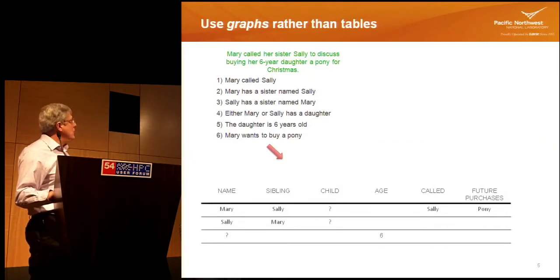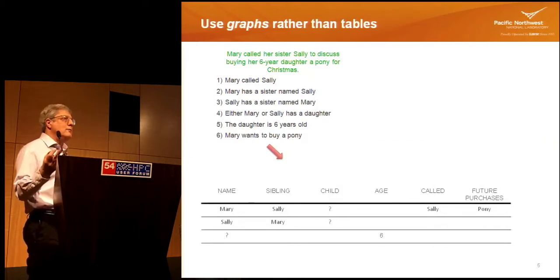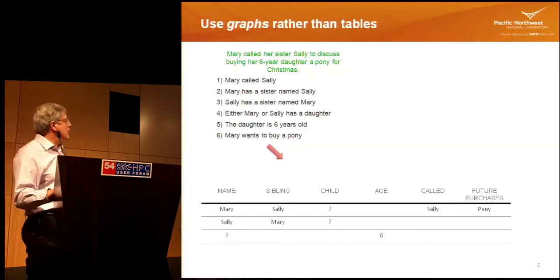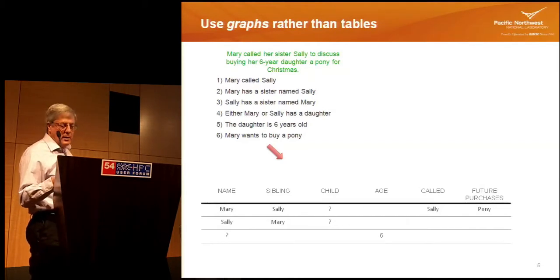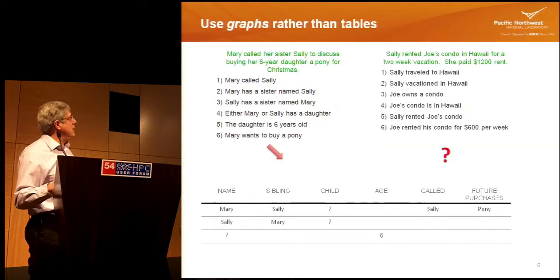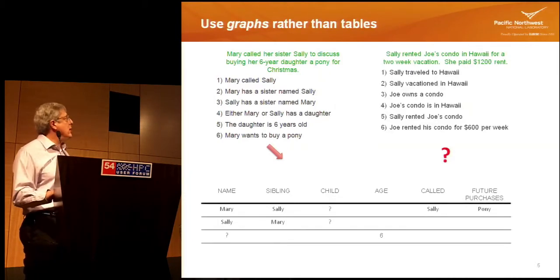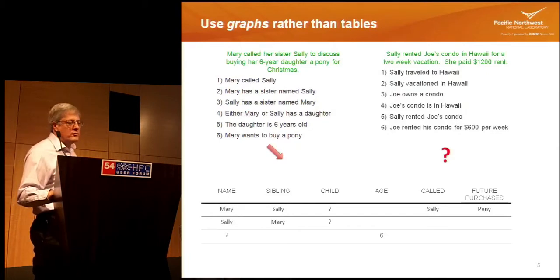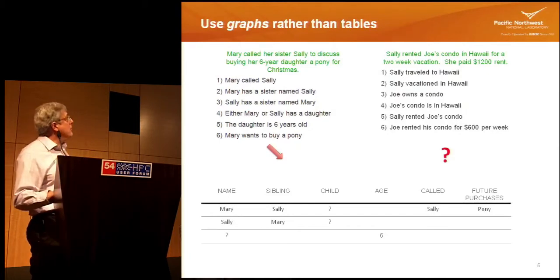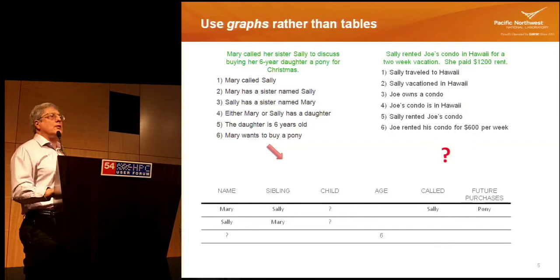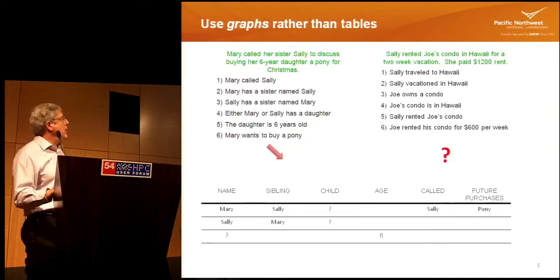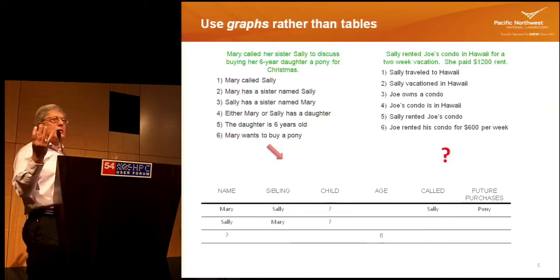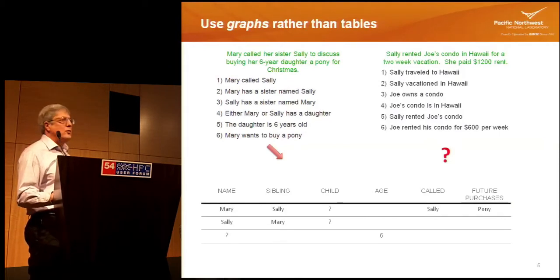We also don't really know whose child it is. Representing unknown data in a table format is difficult as well. But then the real problem is we get the next email, and that says Sally rented Joe's condo in Hawaii for a 2-week vacation, and she paid $1,600 of rent, or $1,200 of rent. And those columns simply don't exist at all in the table, right? So now when that email comes in, you have to redo everything. And that's a problem, right? It takes time, it takes storage, and it takes a lot of shuffling of data.